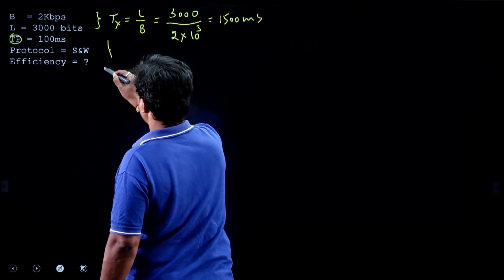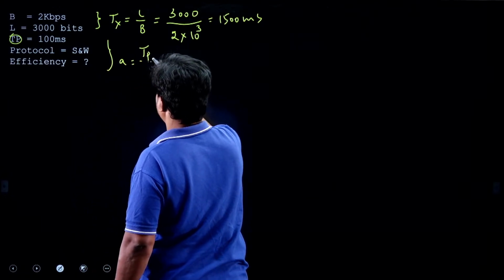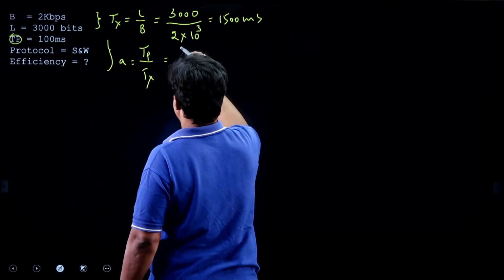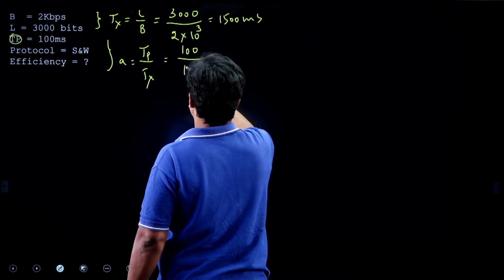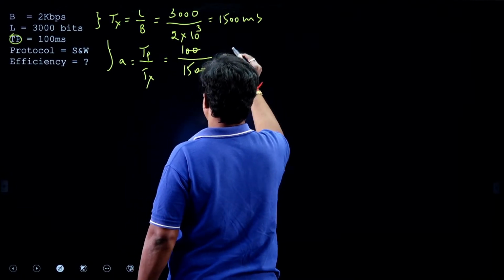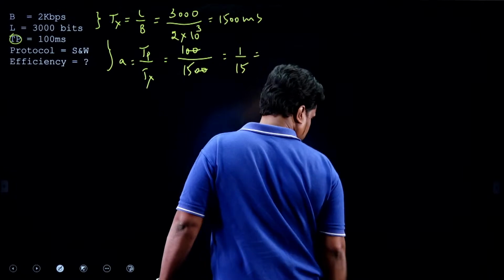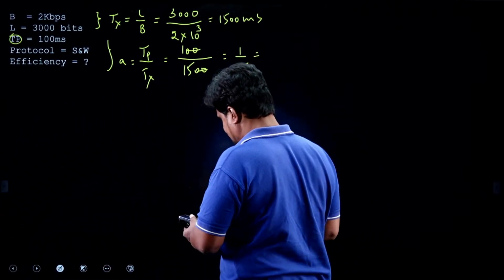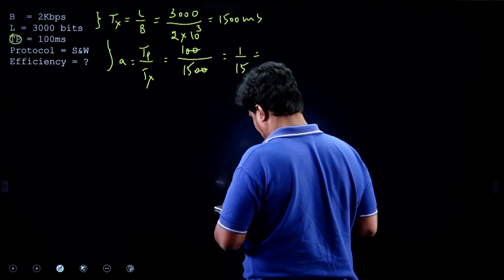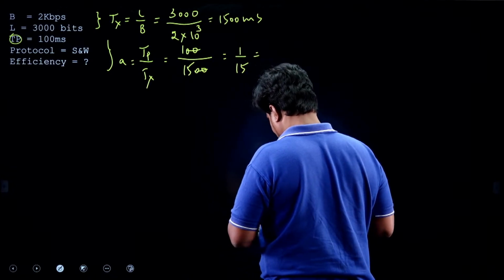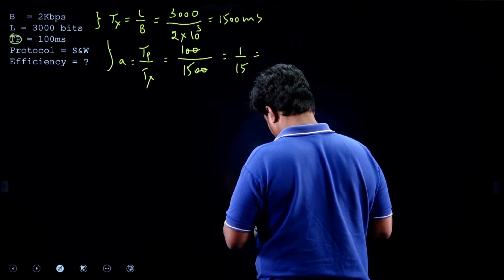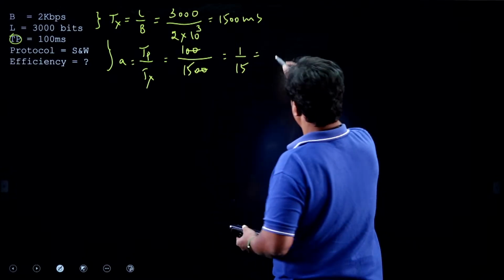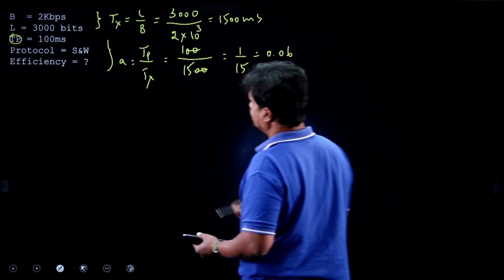So from these two, what can you calculate? A is equal to TP by Tx. TP is 100, Tx is 1500, so which is 1 by 15. If you evaluate 1 by 15, you are getting something like 0.06. I hope it is 0.06, right? Yeah, so 0.06. This is the A value.